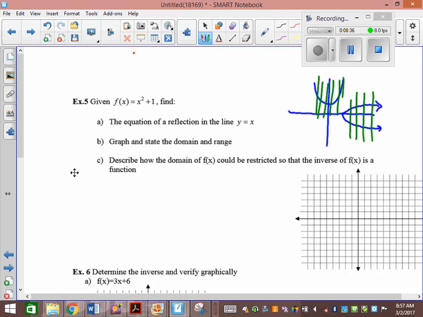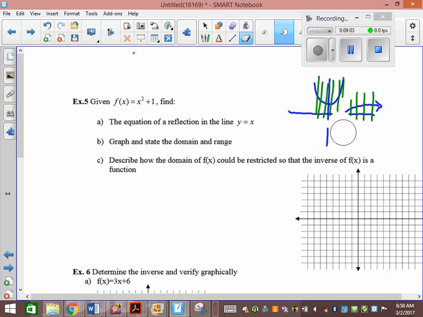So what they want us to do is they want us to somehow figure out what I can restrict my original graph, the domain to, restrict the x values, so that when I actually do draw my inverse, it is a function. So how would that be? Well, if this graph here in particular didn't have the bottom half, it would be a function, right? If I kept the bottom half and it didn't have the top half, it would be a function, correct?